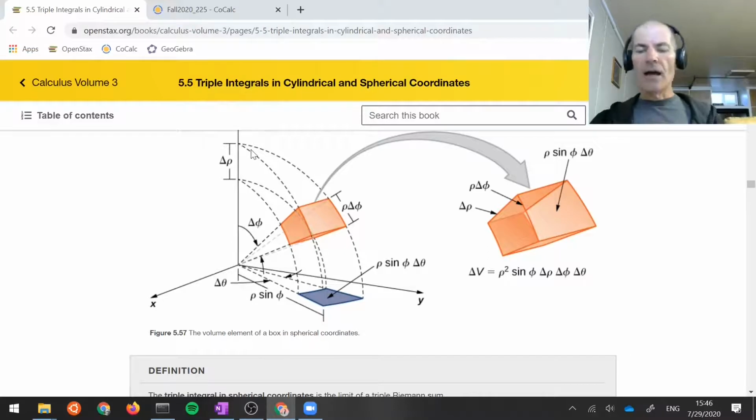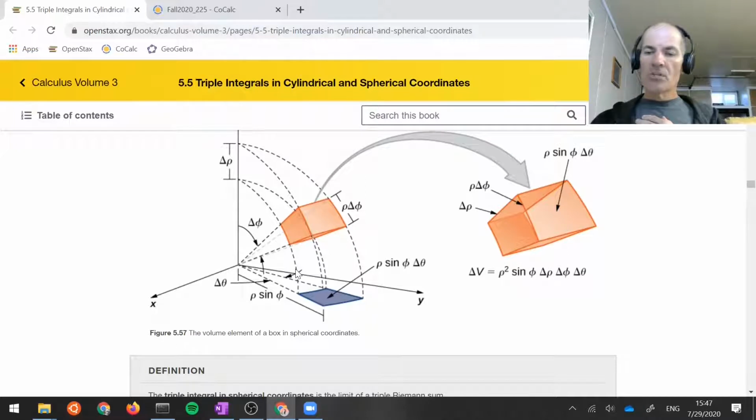Now, there's a lot going on with this formula, but the right factor to introduce in order to account for the variability in the volume of this element, the correct factor to introduce is rho squared sine phi. Rho squared gets really small as rho gets small, right? As rho goes to 0, rho squared goes to 0, and that's telling you that this volume shrinks to 0 as I get close to the origin.